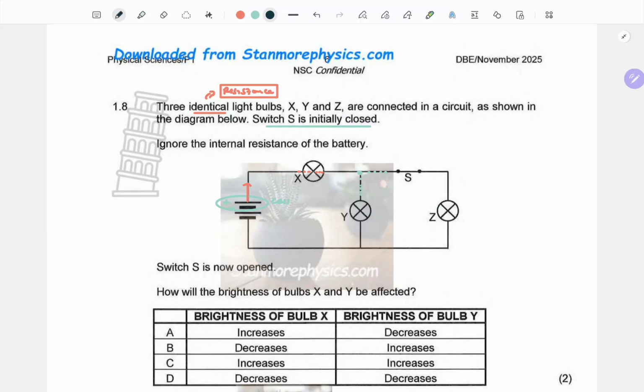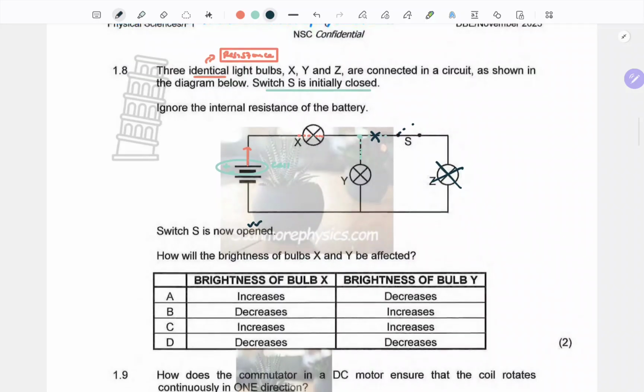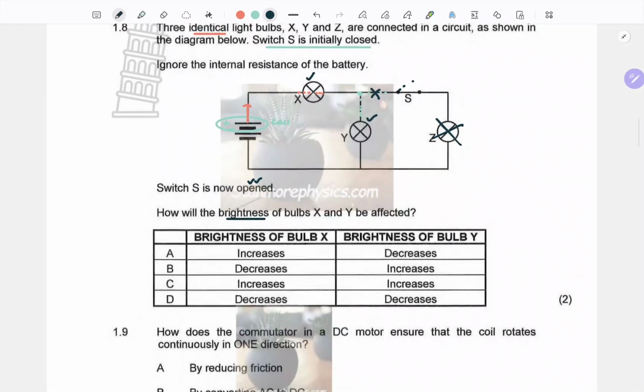Okay, right, now switch S is now opened. So if we open this switch, what are we doing? We are essentially cutting off this branch, meaning we are eliminating the resistor Z. Now it says, how will the brightness of bulbs X and Y be affected? So we are comparing these two now. Obviously initially X was getting more current, so it should have been brighter than Y.